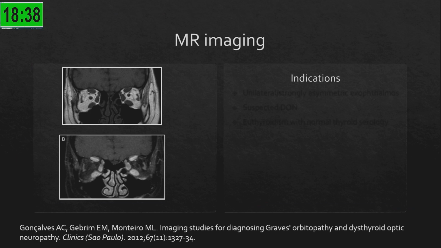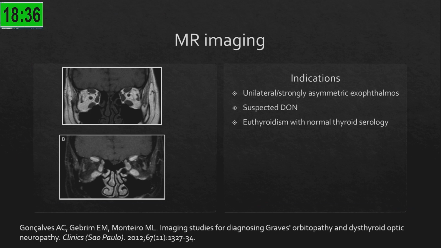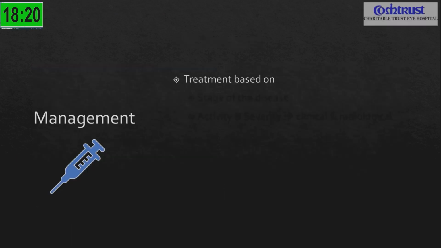MRI is not done routinely. It is indicated in cases of unilateral or strongly asymmetric exophthalmos or suspected dysthyroid optic neuropathy, or in patients who have the clinical features but are euthyroid with normal thyroid serology. It also gives us an idea about the radiological activity of the disease.